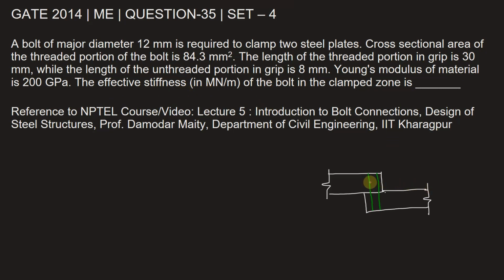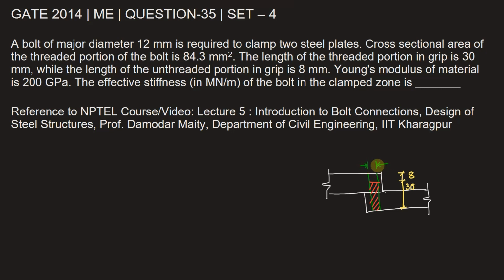So we'll assume that this much portion of the bolt is threaded. There are threads carved on it and this much is unthreaded. So we can note down the lengths of these portions as 8 mm and 30 mm. Dimensions are in millimeter here. Also, the bolt major diameter is given as 12 mm.